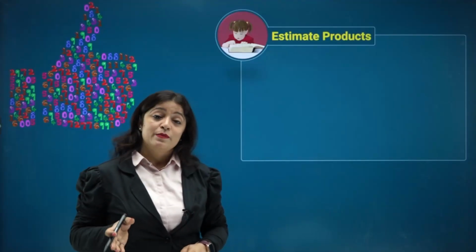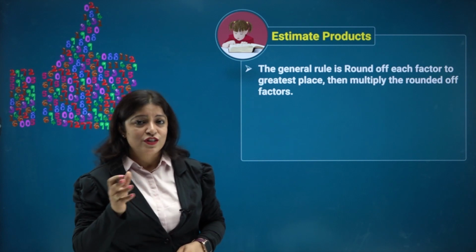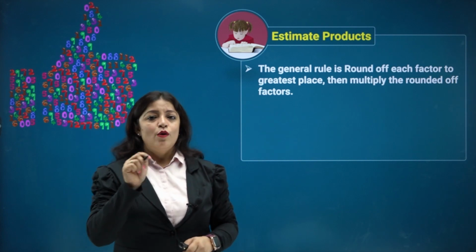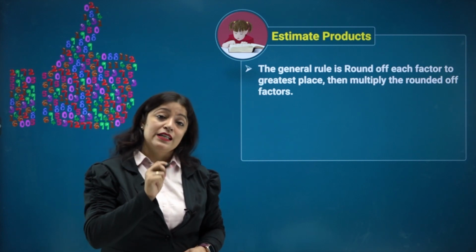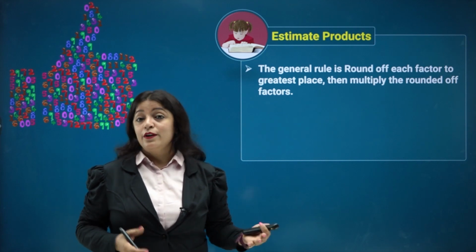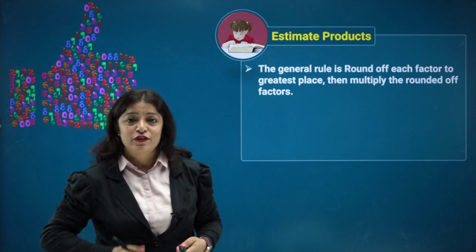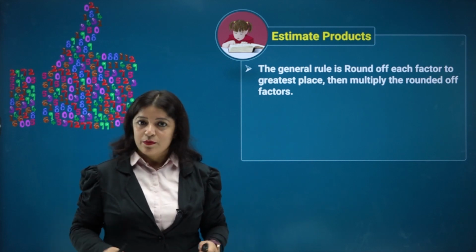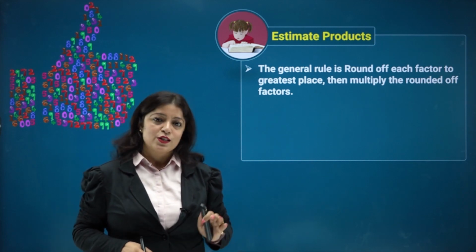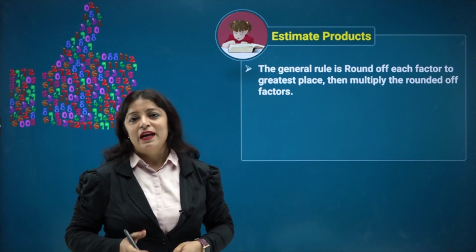Now if we have to estimate certain products, what is the general rule to it? We round off each factor to its highest place, because you may get two numbers, one may be a 3-digit number, another may be a 5-digit number. So whatever is the number, you just round it off to the highest place and then just multiply the numbers.